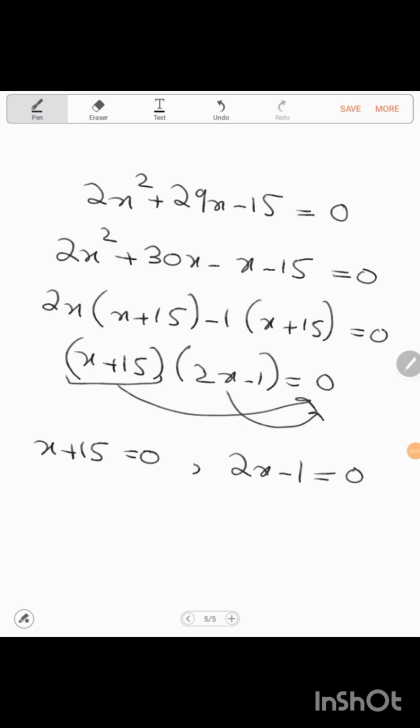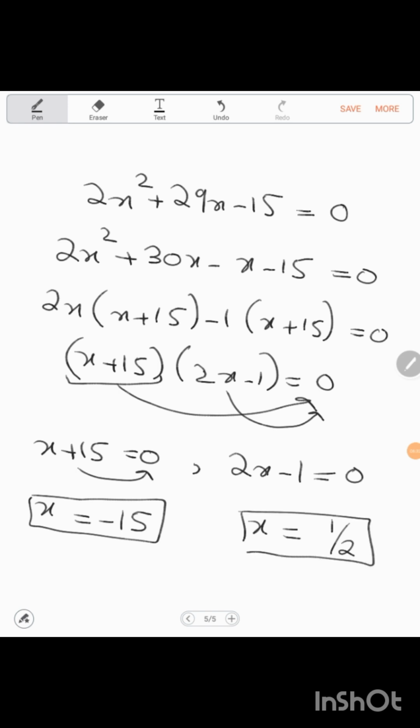Okay. Now, we equate it to 0 to find the value of x. So, when positive 15 goes on to the right side, you get negative 15, and over here you get 1 upon 2. So you are getting two values of x because it was a quadratic equation. One value of x is minus 15 and the other value is half. Okay, so whenever you have any expression that is equated to 0, this is how you are going to solve it. You are going to equate the individual factors with 0 to get the values of x.